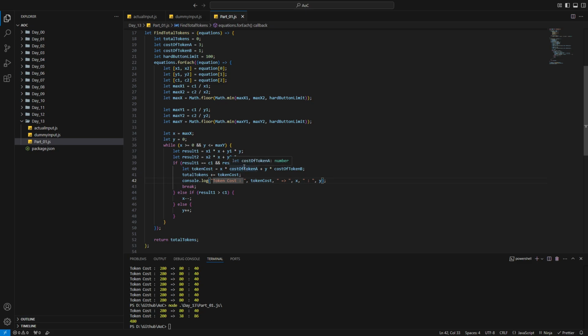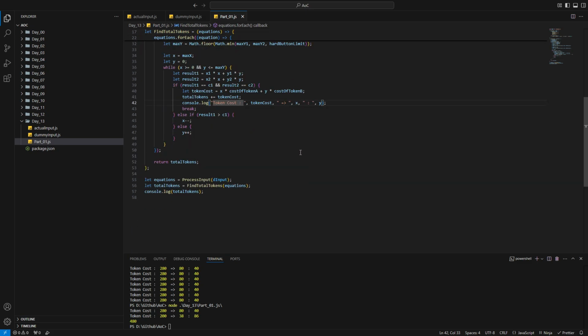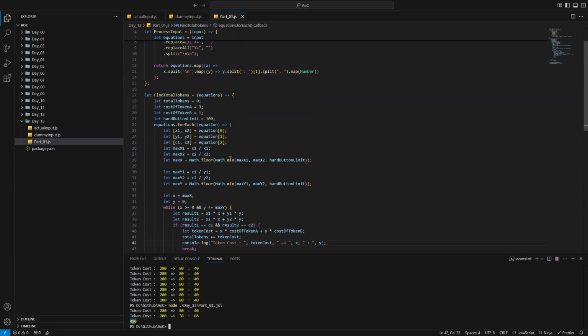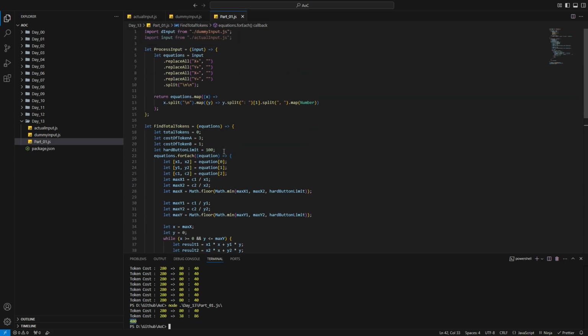Okay, so we've got the solution to our problem so far. We're getting 480 as per the sample input's expected output. So I'll explain the code now.